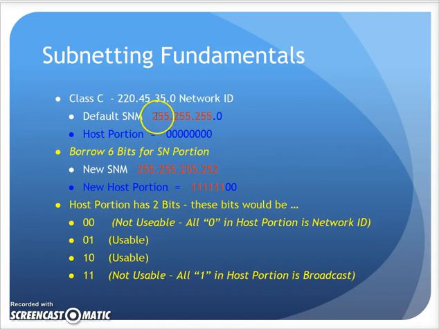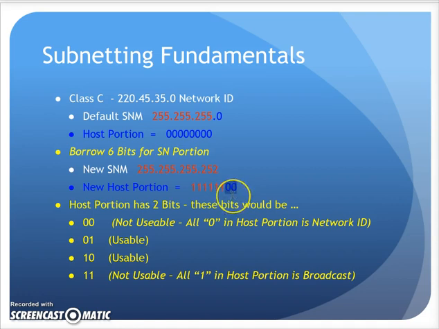Example, if I have a Class C 255.255.255.0 subnet mask, host portion of 8 zeros here. If I borrow left to right, which I'm doing right here, I start borrowing and I borrow up to 6 bits. I can do that. I'm borrowing left to right. I'm not breaking any rules. I got to leave these 2 behind. And why they set the number 2 is like so.